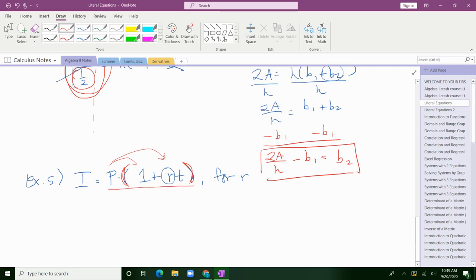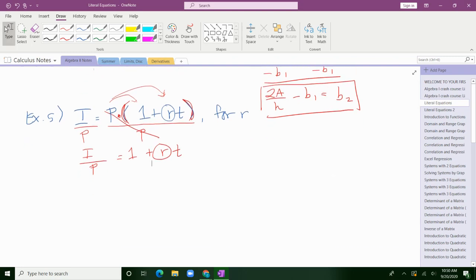So to get the parentheses alone, I have to get rid of this variable P on the outside. Because there's multiplication here, let's divide by P. So I have I over P equals, those cancel, 1 plus RT. I'm still circling what I'm looking for, so I'm not going to go in an endless loop. Now the variable I want is part of a term, so let's add or subtract things first to get that term alone.